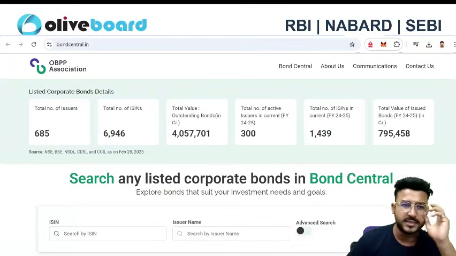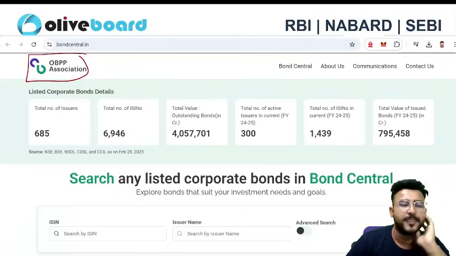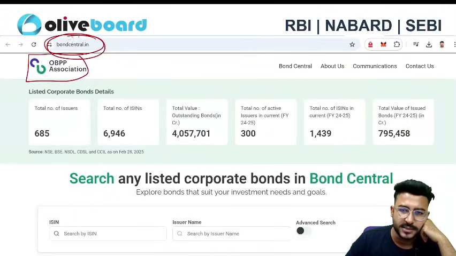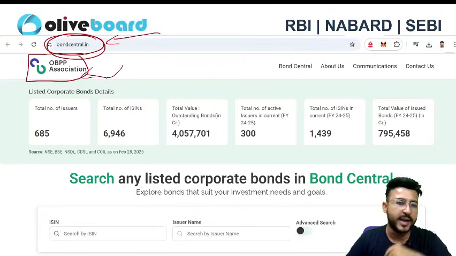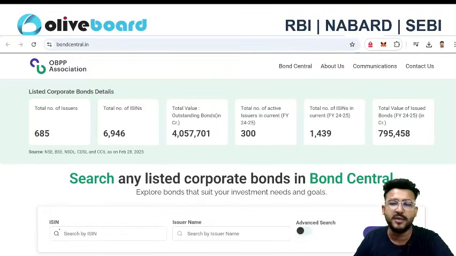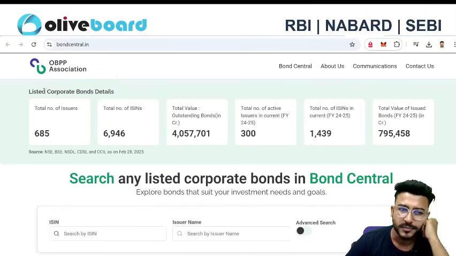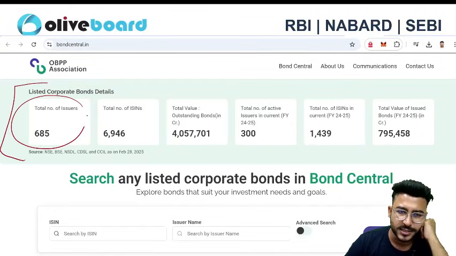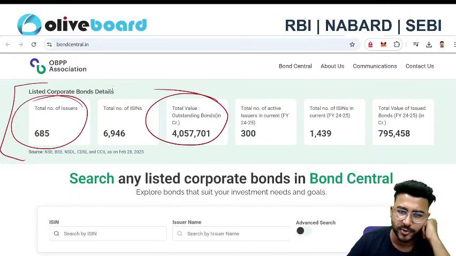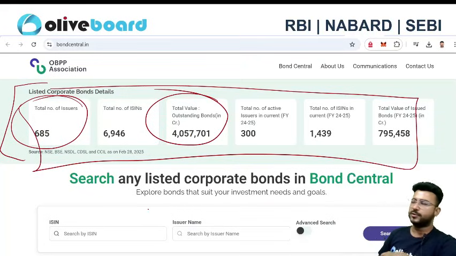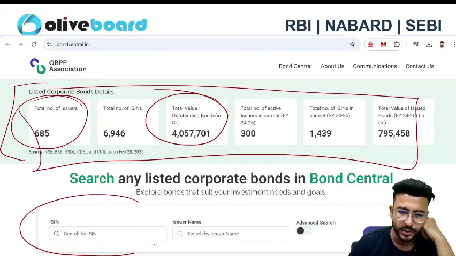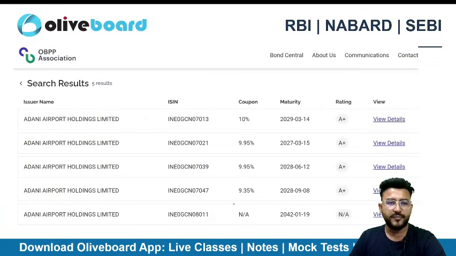So here we can see the OBPP Association site of Bond Central. The platform's website is bondcentral.in, brought to you by OBP Association in collaboration with MII. There are so many users. You can see the total value of outstanding bonds. Now you don't have to remember these numbers, I'm just showing you the platform. So let's suppose I want to search a company, I can search it with the security code, ISIN number, or issuer name, right? Just like that.